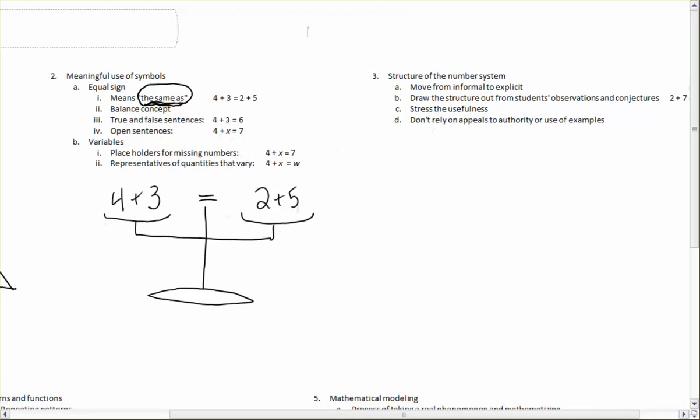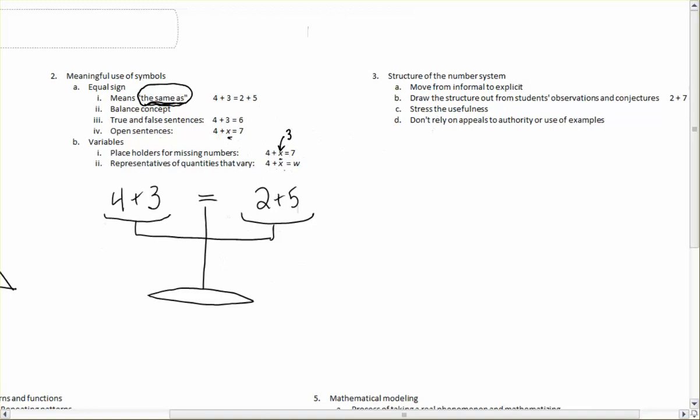The other kind of symbol that we want kids to get familiar with is variables. A lot of them get comfortable with the way we just talked about, a variable acting as a placeholder for a missing number. So 4 plus x, here x stands for 3 if I want to have a true sentence.